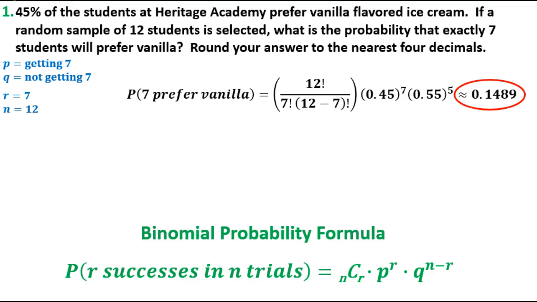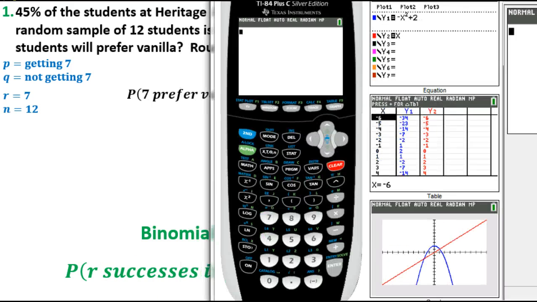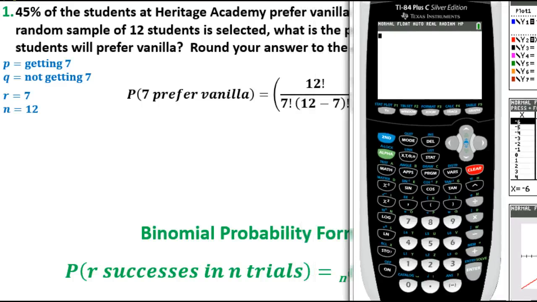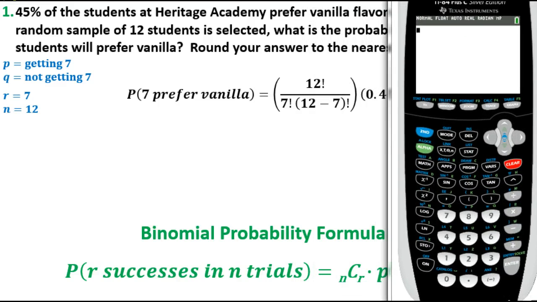Okay, now let's bring in the TI-84. We'll do the same thing. This is a 12 choose 7. Let's see if we can move it over a little bit more, that way we get more of the screen. Okay, so we're going to do 12, go right here to your math button, then go over to probability. Right here is our combination, option 3. 12 choose 7. Then we're going to multiply that by 0.45.